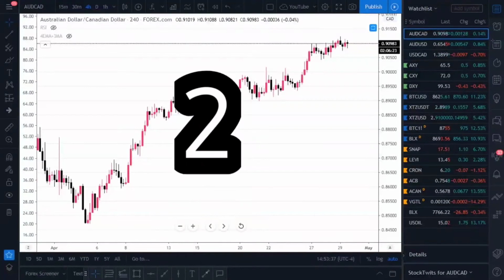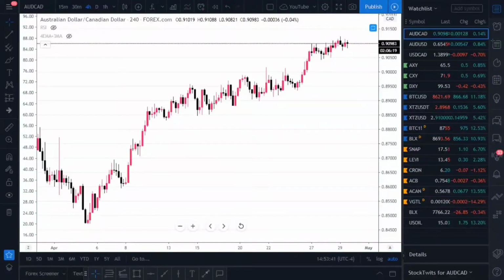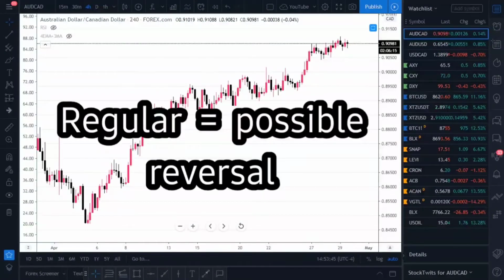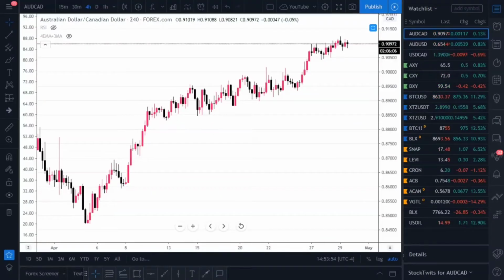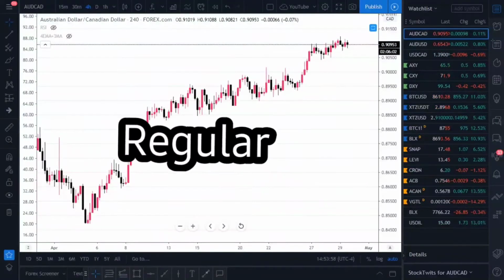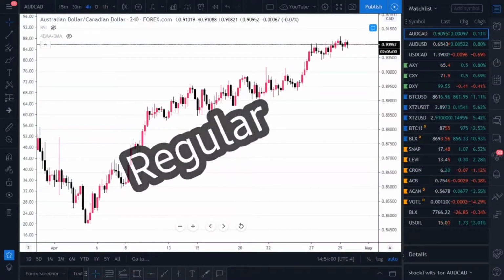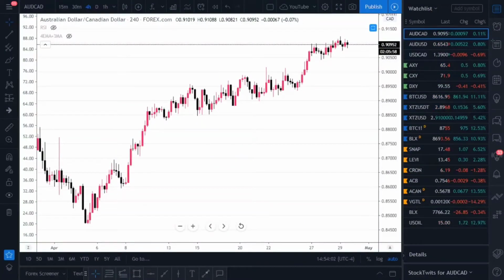There are 2 types of divergence that are commonly used in trading: regular and hidden divergence. Regular divergence indicates a possible trend reversal, whereas hidden divergence indicates the possible trend continuation. But today, we'll only be going over regular divergence. So, let's look at how it can show you possible trend reversals.